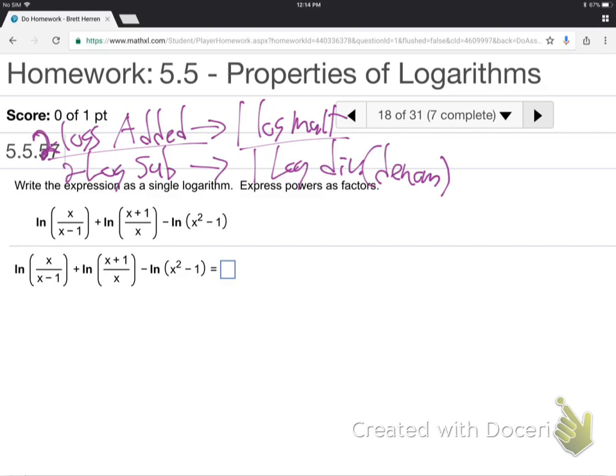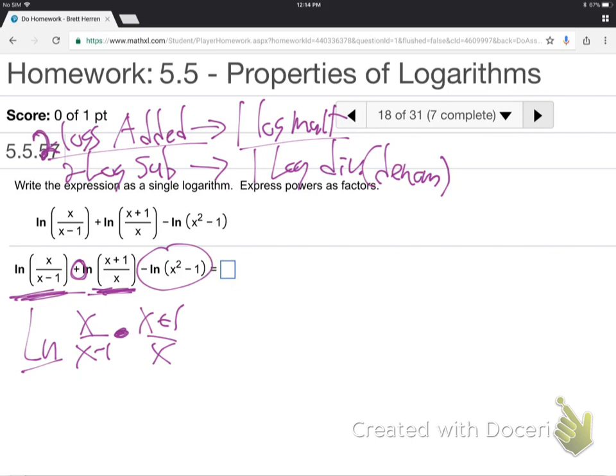So when I look and I'm looking at, okay, log and another log what? Added, I think, oh, put those together into 1 log with those things multiplied. So that'll become ln of x over x plus 1 times x plus 1 over x. So far, so good? See how the first 2 logs added, that's what property 1's saying, right? 2 logs added becomes 1 log with those arguments multiplied. And then what about this log subtracted?